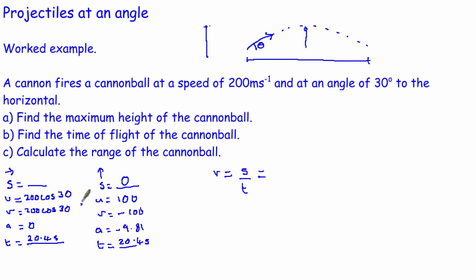The velocity doesn't change because the velocity is always 200 cos 30, and the time is the time that we've just worked out. So if I rearrange this equation, the displacement, which is what I'm wanting to calculate, is equal to 200 cos 30, which I can do on my calculator, multiplied by the time, 20.4 seconds. If I do that on my calculator, I end up with, to 3 significant figures, 3,530 meters. So that is the horizontal distance that this thing travels, in other words, the range of the cannonball.